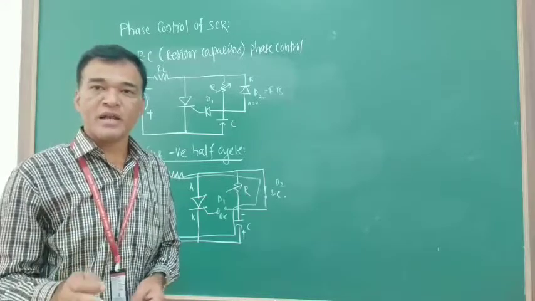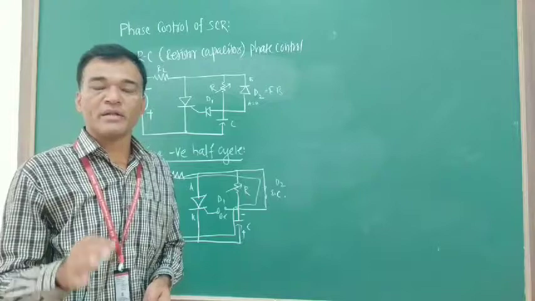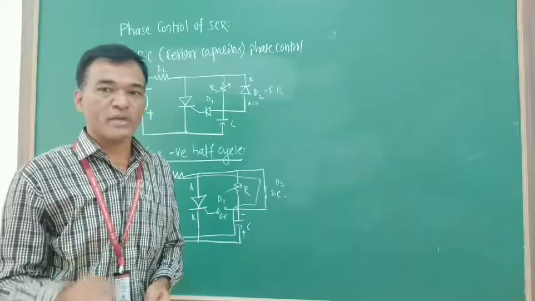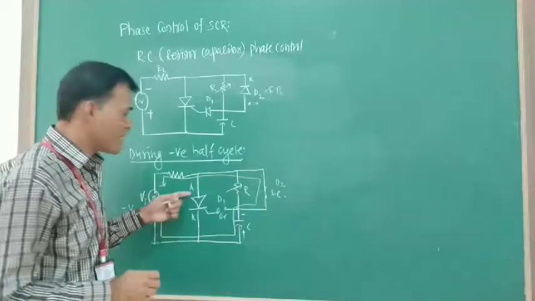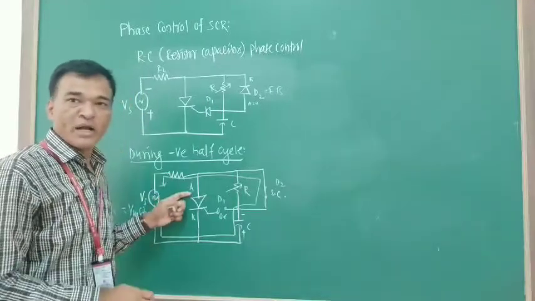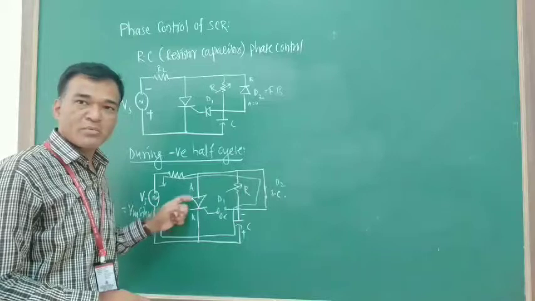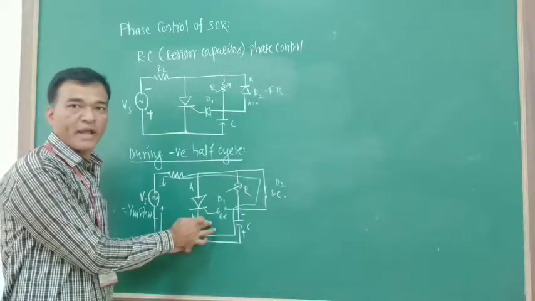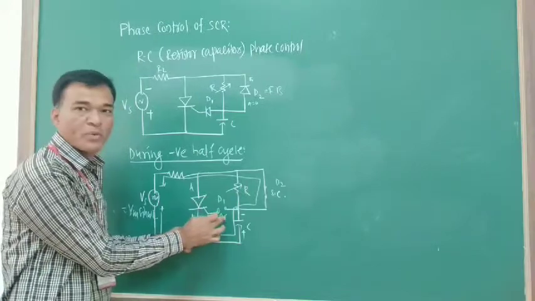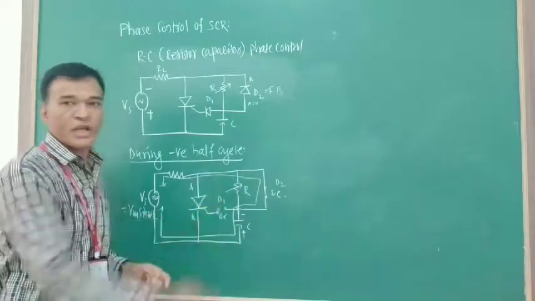The SCR can be turned on only when the thyristor is in forward blocking state, which is known as the favorable condition to turn on the SCR. As the SCR is in an unfavorable condition, that is, it is in reverse blocking state, I cannot apply a gate supply, hence the diode must be an open circuit, and that is achieved in this negative half cycle.